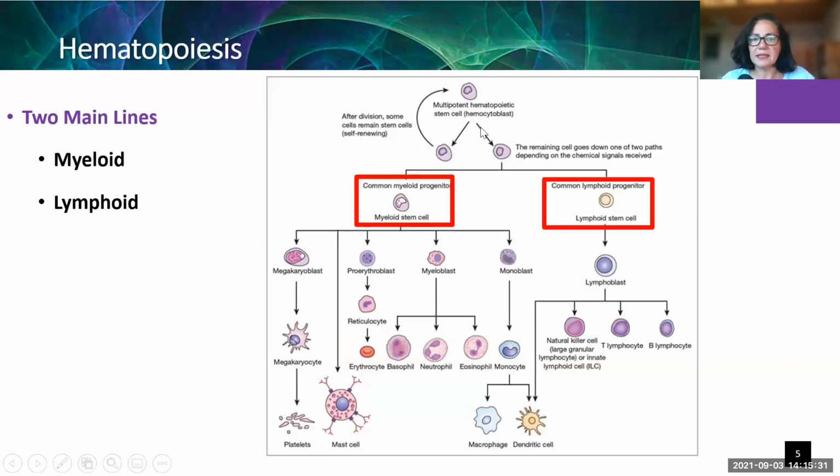We're actually going to look at the two main lines of descent in blood cell formation. The technical term for that is hematopoiesis: hemato, blood, and poiesis, the formation of. We have two main lines. So we start with this multipotent stem cell in the bone marrow. It can become any kind of cell of blood, but it will differentiate either into a myeloid line or a lymphoid line, and then everything descends from those.